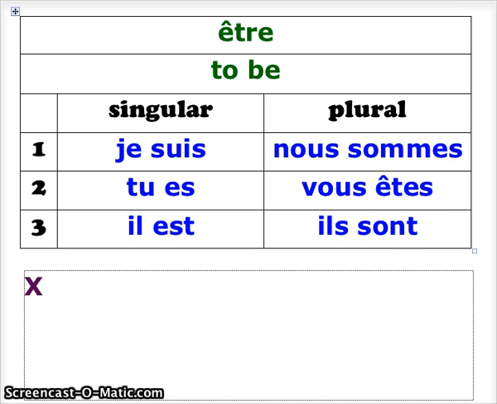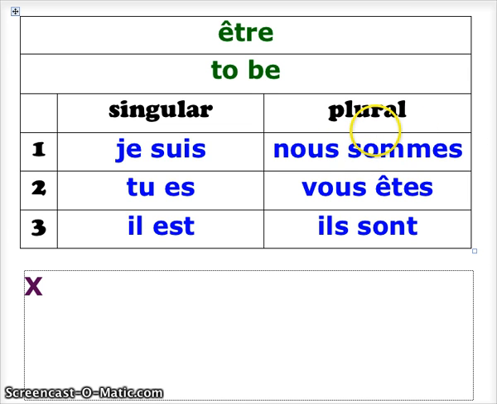Je suis, tu es, il est. Nous sommes, vous êtes, ils sont. I am, you are, he is. We are, you are, they are. Let's try that again. Je suis, I am. Tu es, you are. Il est, he is. Nous sommes, we are. Vous êtes, you are. Ils sont, they are.